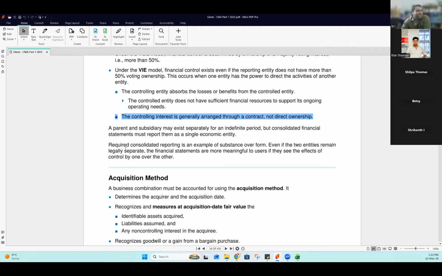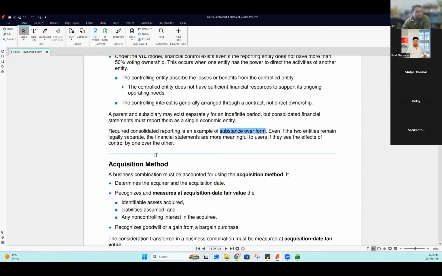Now, the parent and subsidiary may exist separately for an indefinite period, but consolidated financial statements must report them as a single economic entity. Required consolidated reporting is an example of substance over form. Even if two entities remain legally separate, the financial statements are more meaningful to users if they see the effect of control by one over the other. Clear?